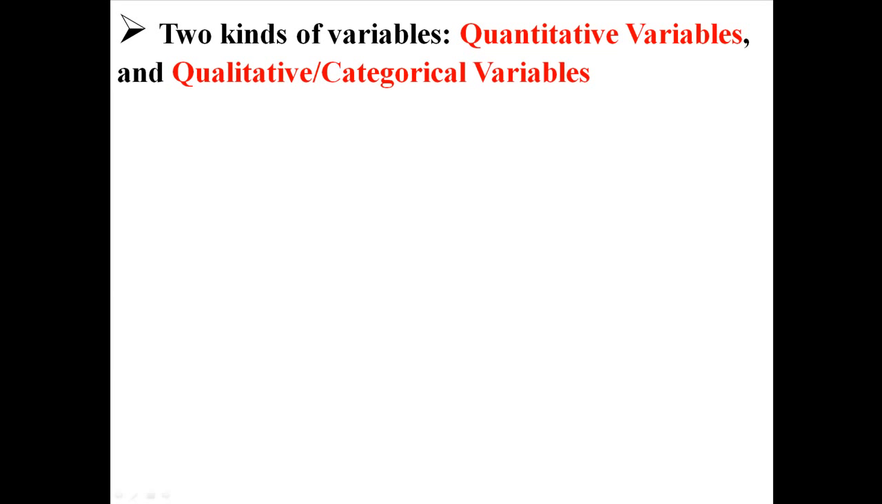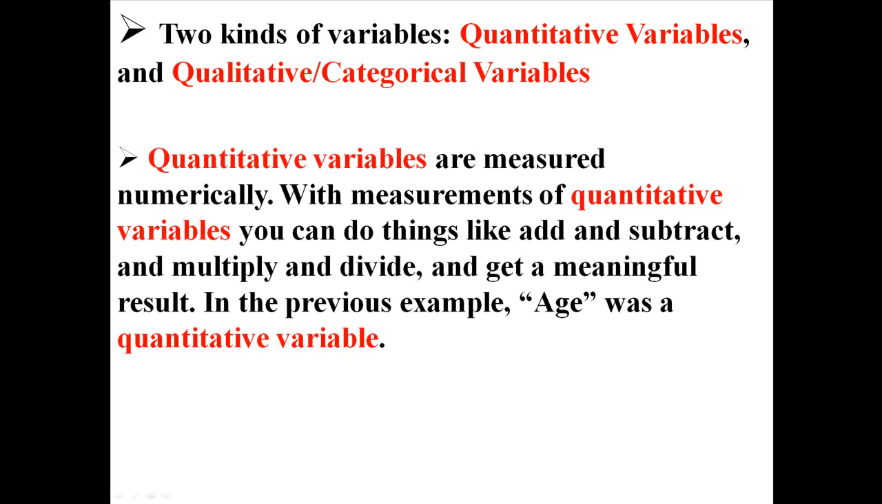Now, once you get into variables, we can classify them into two major things. We can talk about quantitative variables and qualitative variables, which are also called categorical variables. So quantitative variables are measured numerically. With measures of quantitative variables, you can do things like add and subtract and multiply and divide and get a meaningful result. Like in the previous example, age was a quantitative variable, because if someone is 22 and someone's 19, the person who's 22 is 3 years older. That difference is meaningful because it's a quantitative variable.